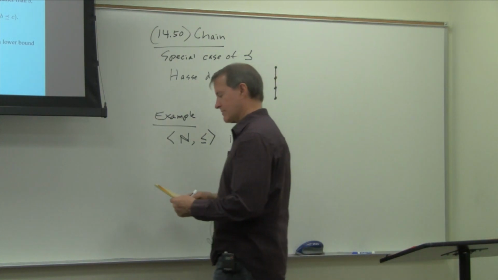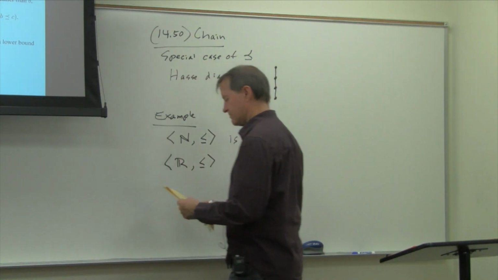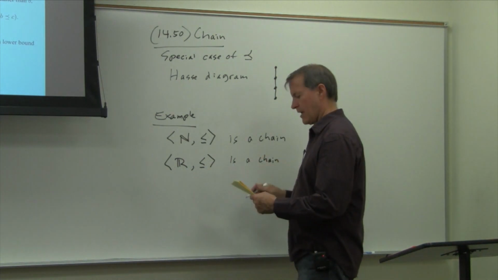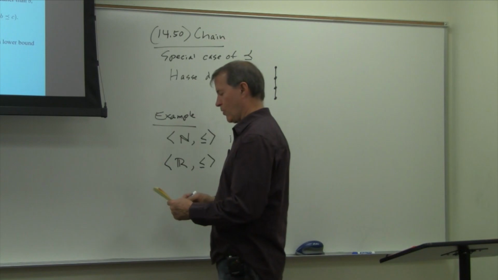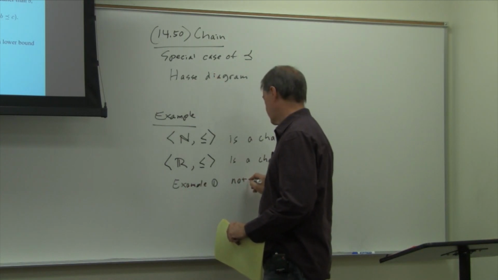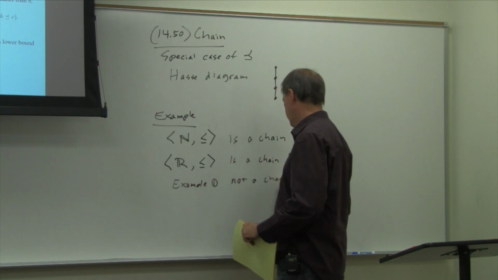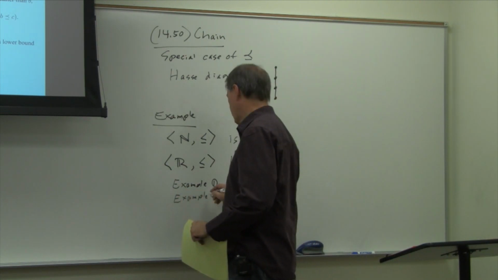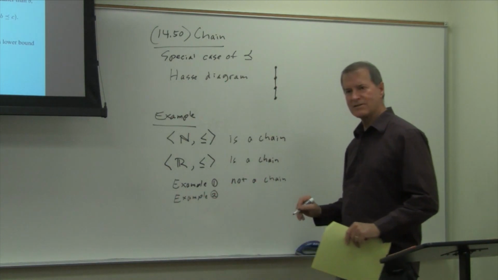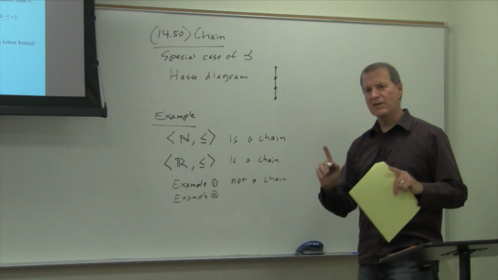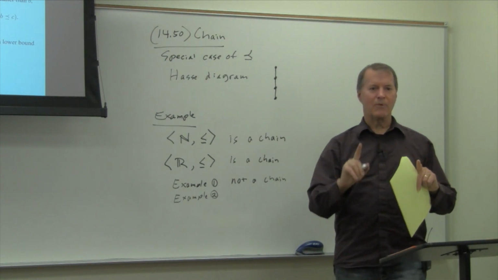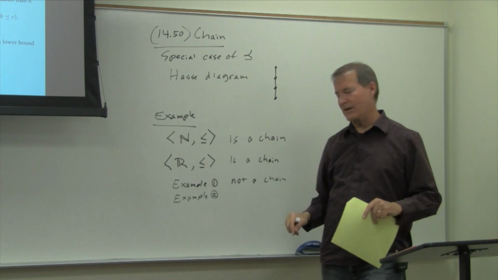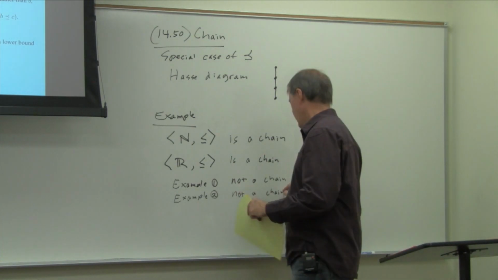How about the real numbers? Is that a chain? Yes. How about example 1? Not a chain. How about example 2? Do you remember example 2? It's the one where it was divides. Do you remember we did the Hasse diagram for that? It didn't look like this. It had some branches off of it, right? So not a chain.